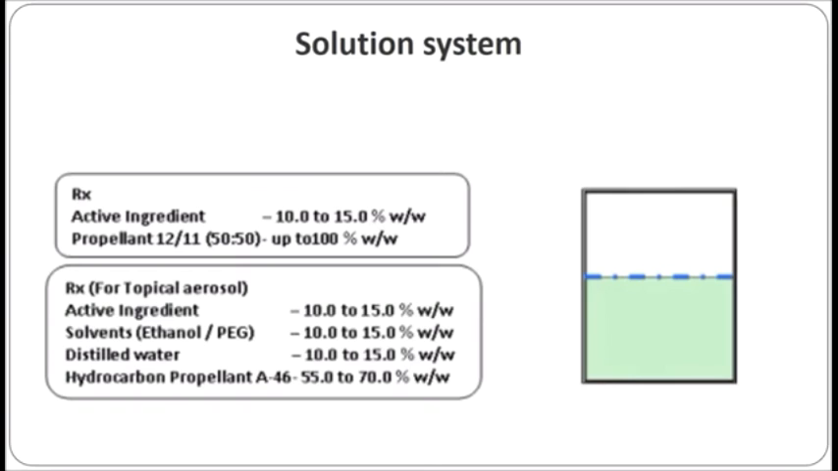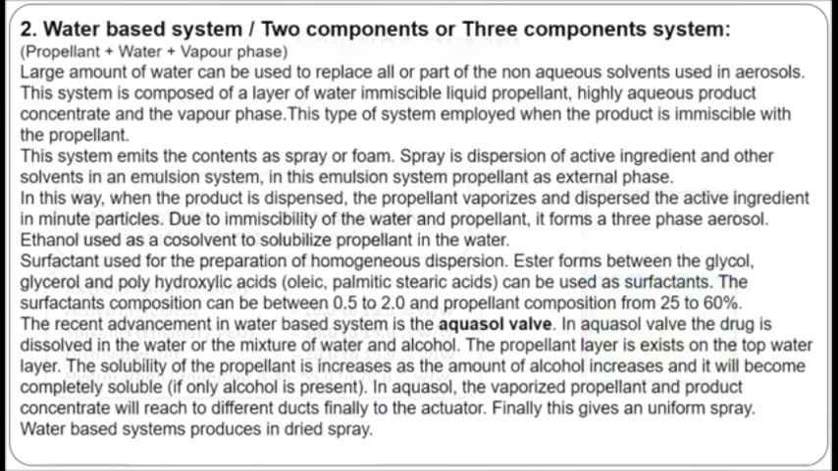So the next one is thermal foam. This thermal foam is produced as a warm foam for shaving. And the last one is inhalational aerosol. This inhalational aerosol is intended to produce local or systemic effects. So next we see the aerosol products.